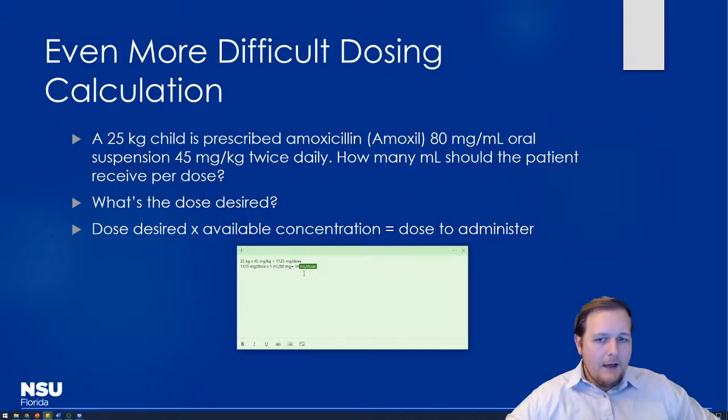So it gets a little more complicated, because in the previous example, the dose was given to you. You already knew the patient needed 45 milligrams per dose. Here you had to figure that out based off the size of the patient. So you had this one extra step involved there, right?